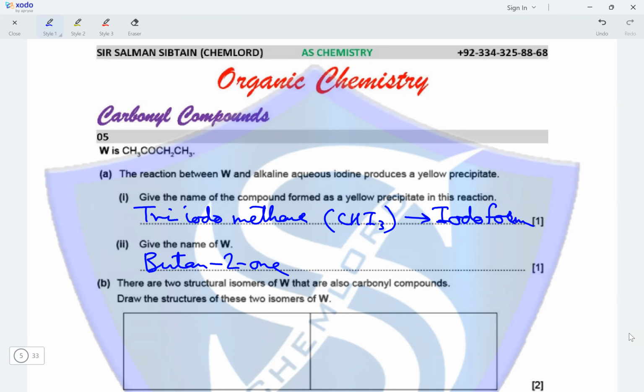There are 2 structural isomers of W that are also carbonyl compounds. Draw the structures of these 2 isomers of W. So it is supposed to be a carbonyl compound and it is an isomer. So one of the isomers of butan-2-one would be butanal, because a ketone and an aldehyde are functional isomers of each other, which are structural isomers.